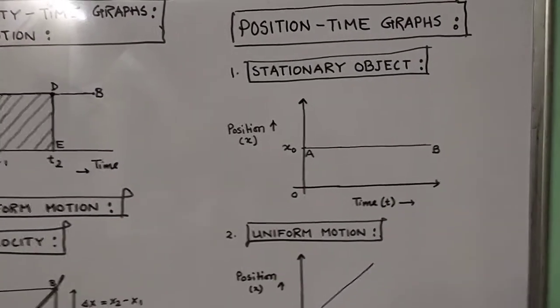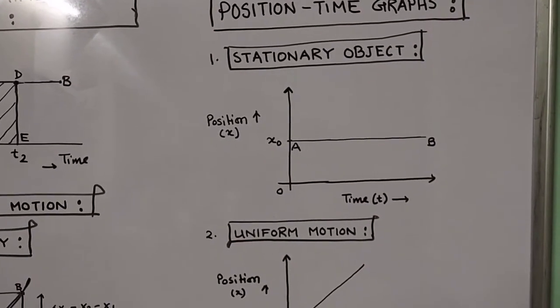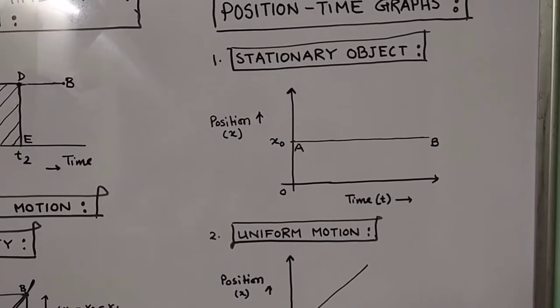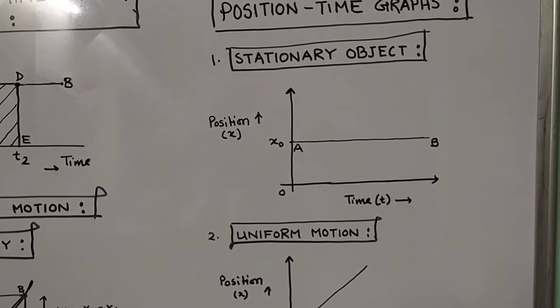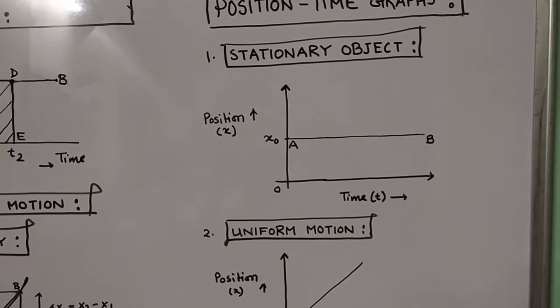Now if you see the graph, number one graph is for the stationary object. Now along the y-axis we have considered the position axis, and along the x-axis we have considered the time axis. Now you do have a graph AB. Now the graph is a straight line and it is parallel to the time axis.